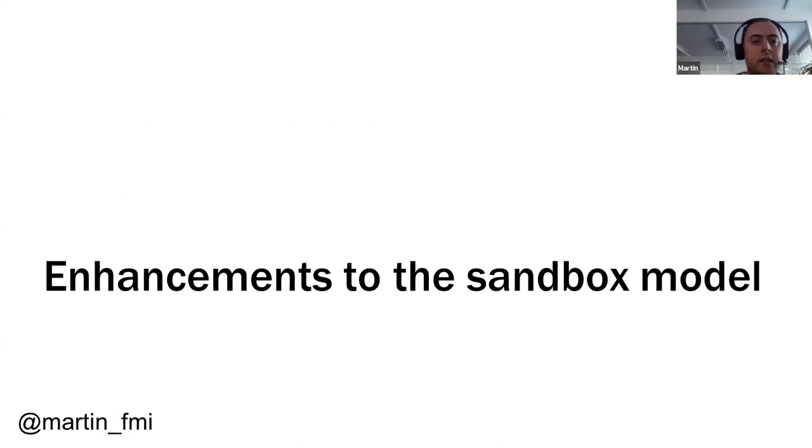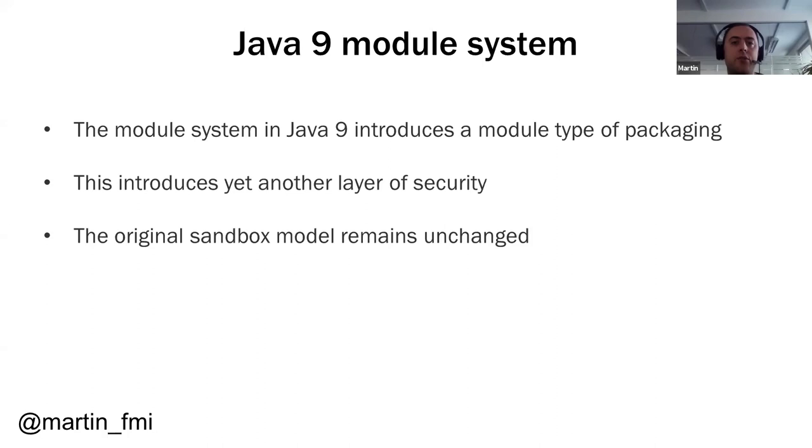Okay, let's start. First, let's see what the enhancements to the original security sandbox model in the JDK are. As many of you know, Java 9 introduced a new module system with the main idea of modularizing the big monolithic JDK code base. The JDK 9 module system also allows developers to have an additional type of packaging in terms of Java 9 modules. This type of packaging, in fact, introduces another layer of security.